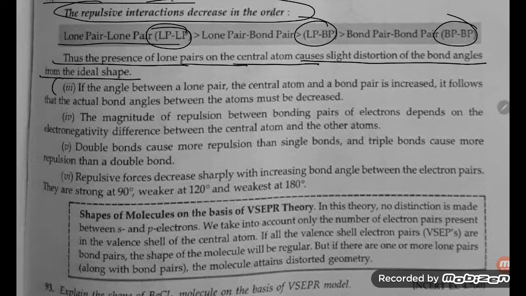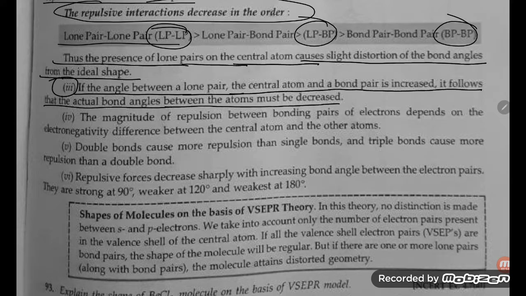Now students, let us see the third postulate. If the angle between a lone pair, the central atom and the bond pair is increased, it follows that the actual bond angle between the atoms must be decreased. That is, if the angle between the lone pair, the central atom and the bond pair is increased, the actual bond angle between the atoms must be decreased.